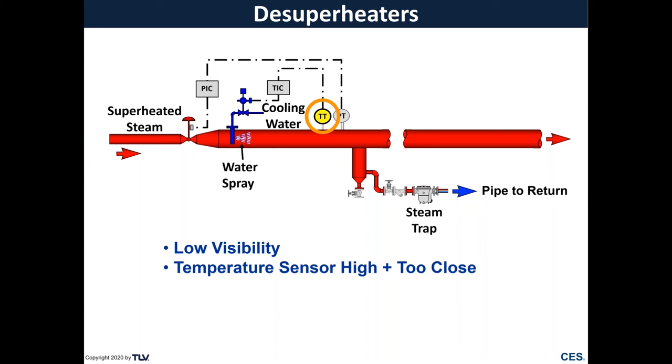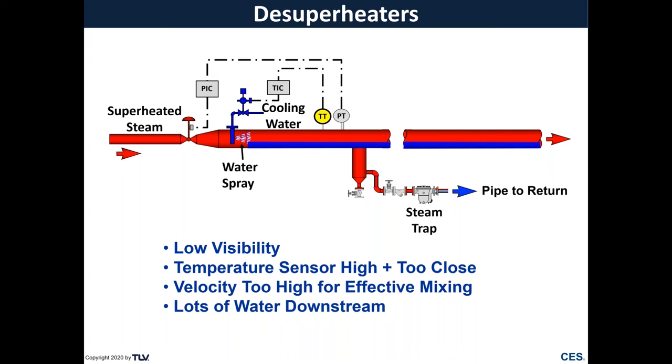Additionally, the temperature sensor may be installed where it cannot pick up measurements of excessive water flow, or where there has not been effective mixing of steam and water due to high flow velocities. In short, there may be no way to tell with this arrangement if there is excessive water being injected at the desuperheater, which could easily lead to piping or equipment damage downstream.